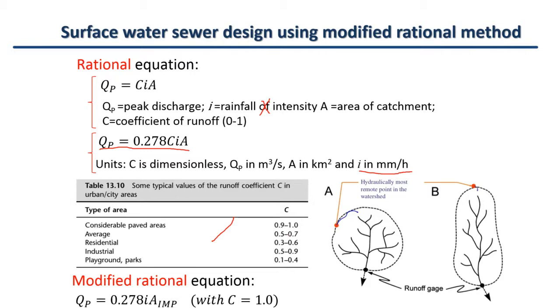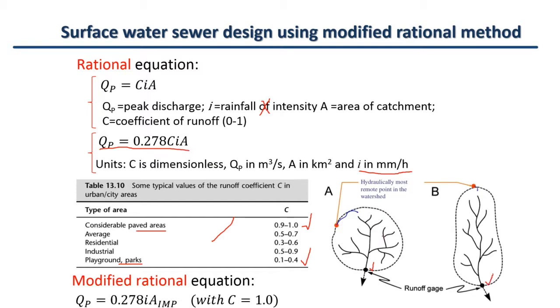The coefficient C is between 0 and 1, depending on the perviousness or imperviousness. It could be as high as close to 1 for a paved area, or close to 0 for a park or a playground. So that is the thing, and just pay attention: the catchment has an outlet point that we are going to see all the time, if you remember from hydrology.